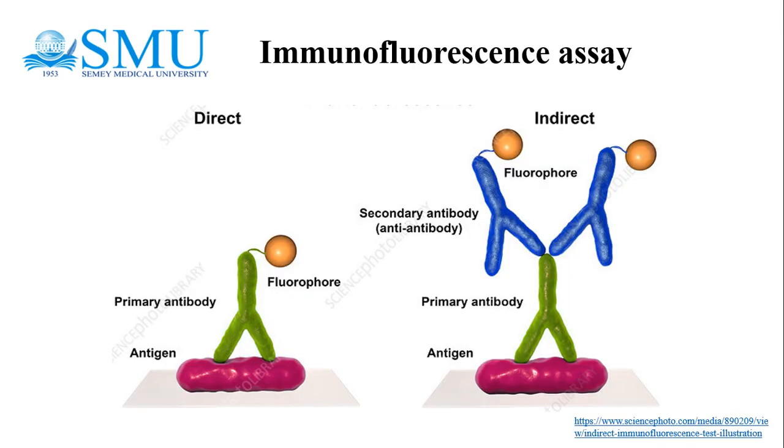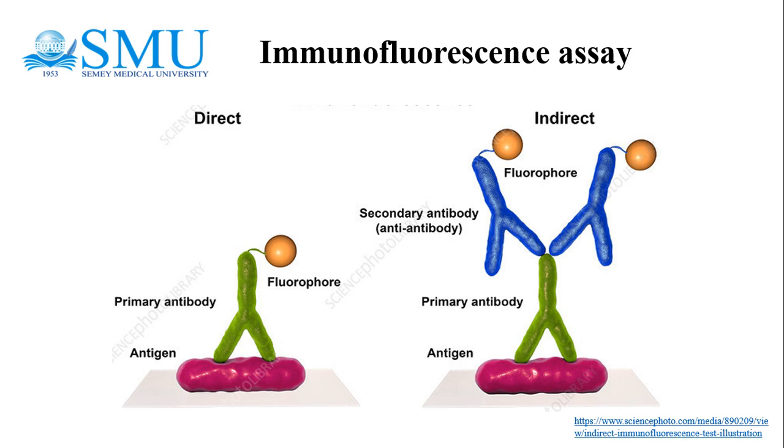Next is immunofluorescent assay. It is a technique similar to ELISA, but differs by some important features. Fluorescent dye is used instead of enzyme for labeling of antibody. It detects cell surface antigens. It is also used to detect antibodies bound to cell surface antigens, unlike ELISA, which detects free antigen or antibody.